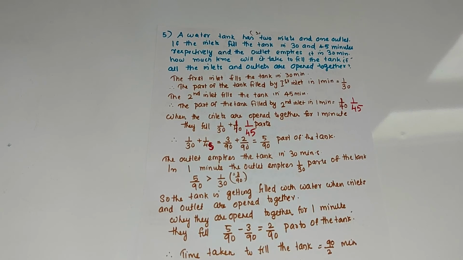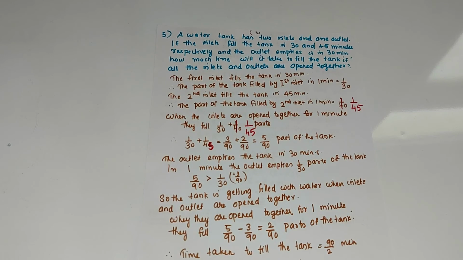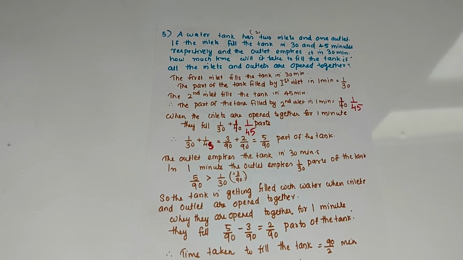Now the outlet empties the tank in 30 minutes. So in 1 minute the outlet empties 1 by 30 parts of the tank. So which one is greater, 5 by 90 or 1 by 30? Definitely 5 by 90 is bigger than 1 by 30. 1 by 30 is equal to 3 by 90, so 5 by 90 is bigger than 3 by 90.